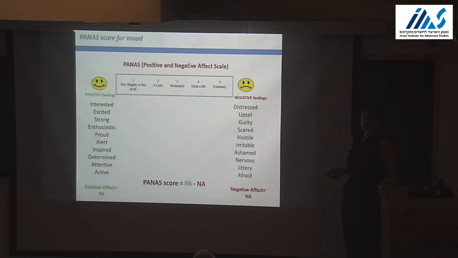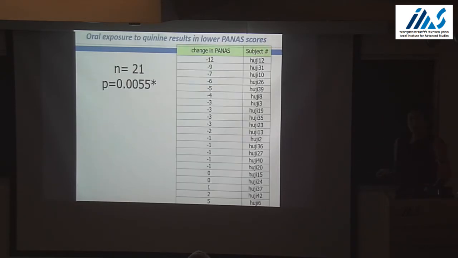But the PANAS score, which is the measure of immediate emotion, did come out significant. It's a simple score where you just rate the emotions, which are the positives like interested, excited, strong, enthusiastic, and so on. And then you have the negative, guilty, upset, distressed, and so on. And we wanted to know if taking a sip without swallowing of a bitter solution would affect it. And indeed, we found that exposure to quinine results in significantly lower PANAS scores. So it's the same person compared with that person's own score.